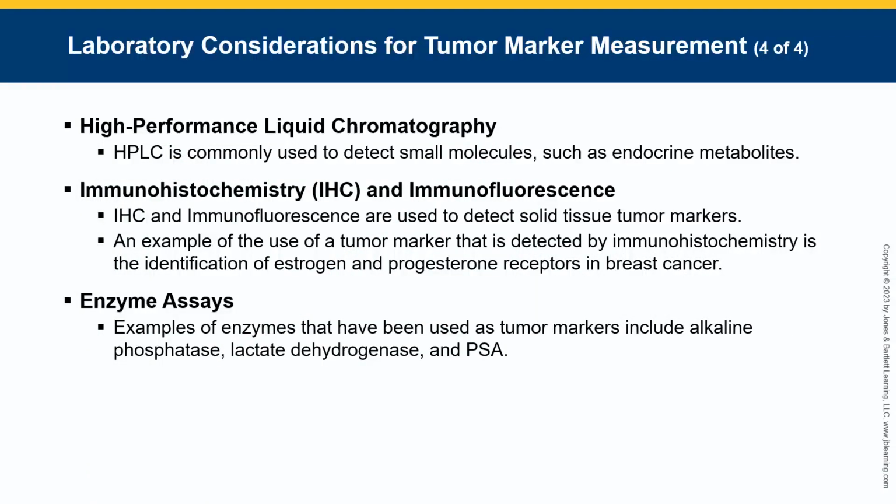HPLC is commonly used to detect small molecules such as endocrine metabolites. Immunohistochemistry and immunofluorescence are used to detect solid tissue tumor markers. An example of the use of a tumor marker that is detected by immunohistochemistry is the identification of estrogen and progesterone receptors in breast cancer. Enzyme assays. Examples of enzymes that have been used as tumor markers include alkaline phosphatase, lactate dehydrogenase, and PSA.